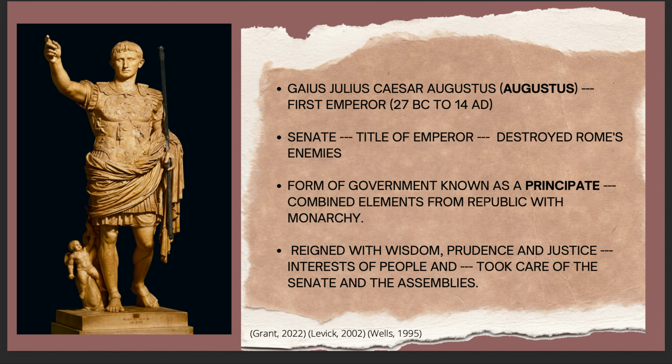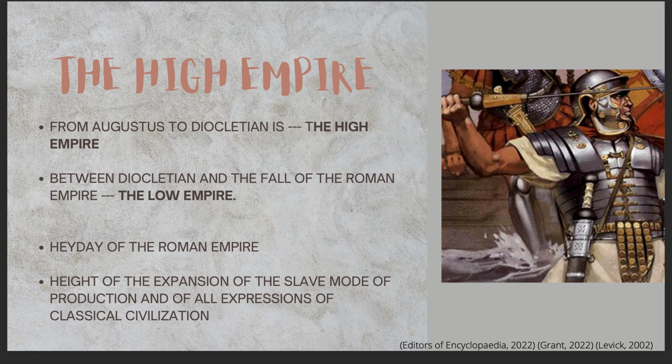His reign was from 27 BC to 14 AD. The Senate gave him the title of emperor because he destroyed Rome's enemies. And he had a form of government known as the principate because he combined elements of the republic with a monarchy. He reigned with wisdom, prudence, and justice because he was interested in the people and took care of the Senate and the assemblies.